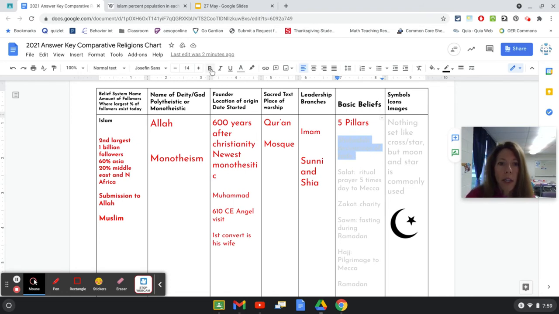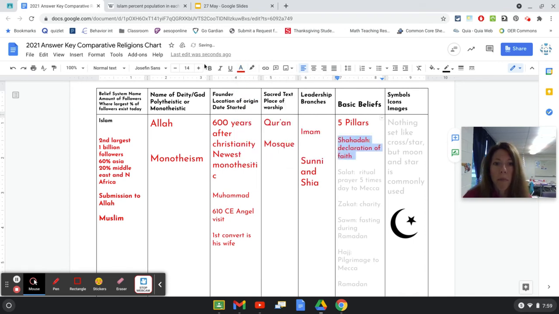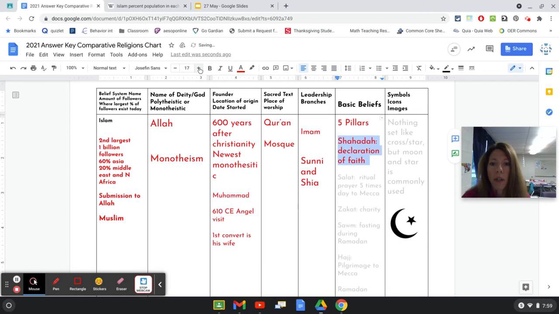Okay, so the first one here is, let me just glue it up here for you. Shahada is the declaration of faith that there is one God, Allah, and I believe in Him. We notice that Jews and Christians also make a declaration of their faith. Without that, what would there be? It's almost like it goes without saying. If you're not going to proclaim the God that you believe in, what's the point of having the religion, right? So definitely important for that.